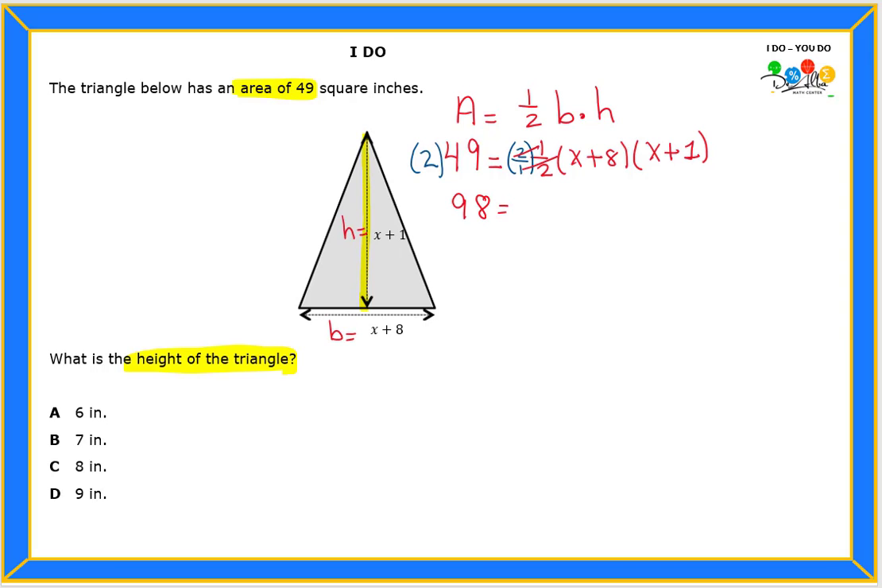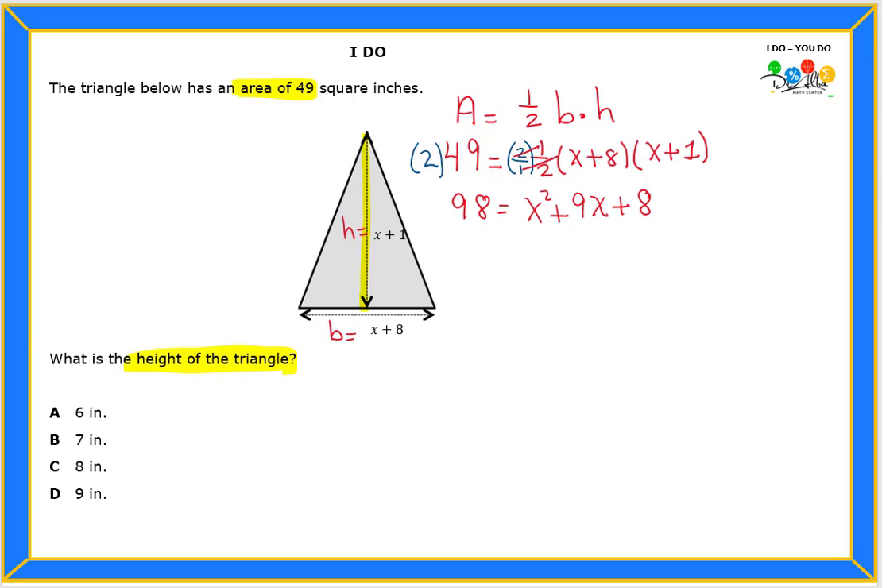equals, this is going to cancel, and now I can actually multiply my binomials, x plus 8 and x plus 1. And I will get x squared, because remember you multiply, plus 9x plus 8. And that's how you multiply. This is the answer when you multiply your two binomials.